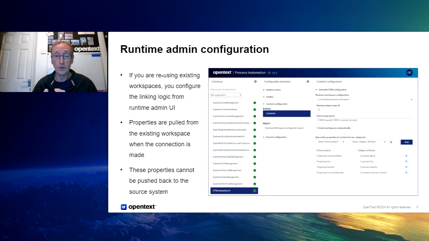But very straightforward, all low-code configuration, and you get that out of the box in two-way synchronization between your leading system, the content management system, and the process automation application. So very straightforward to configure that.